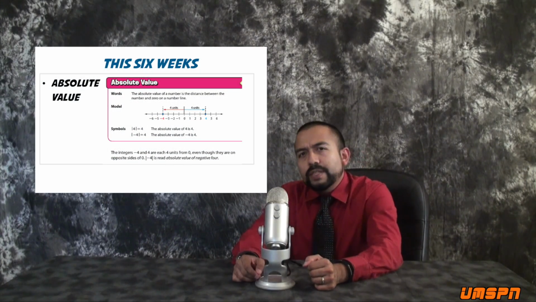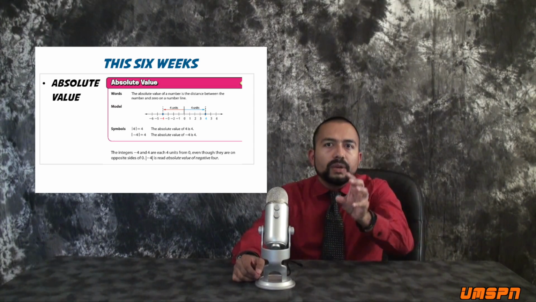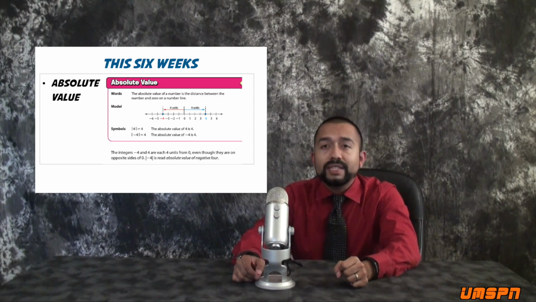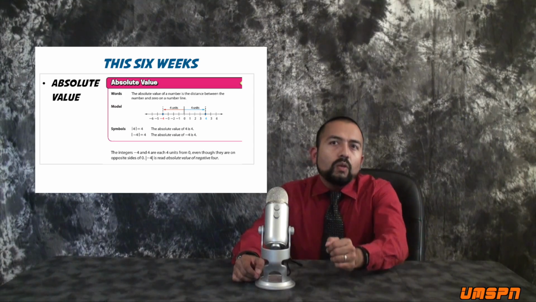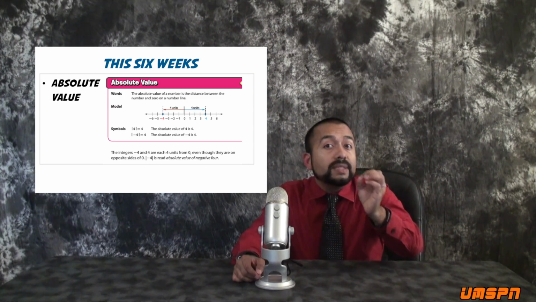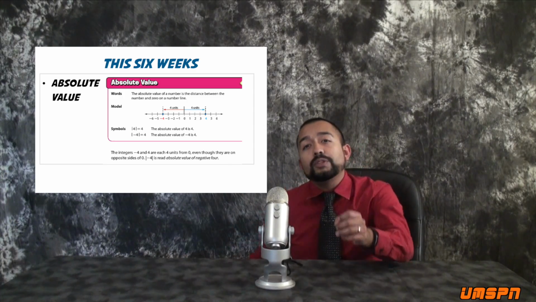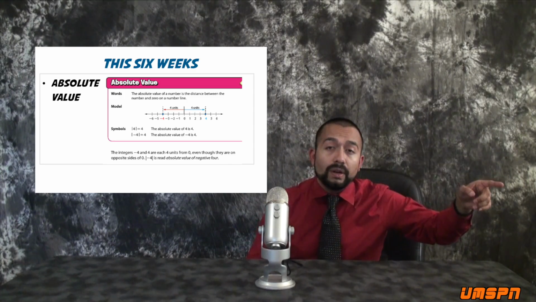Another thing that you have to know about is absolute value. With absolute value, you're pretty much looking at where is this number in relation to 0. For example, 4. Where exactly would 4 be on a number line? How many steps do you need to take from 0 to get there? 4 steps. How many steps would you need to take to get to -4?